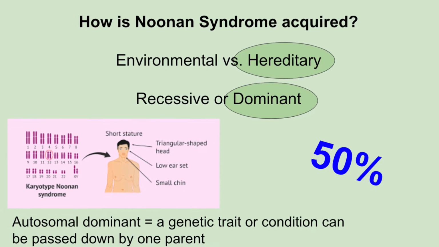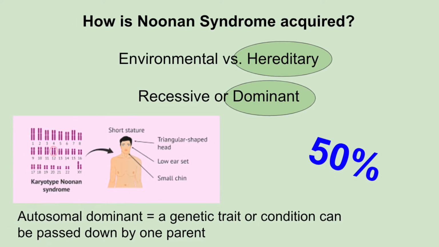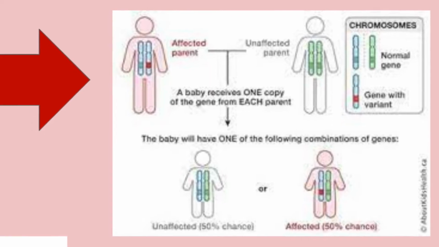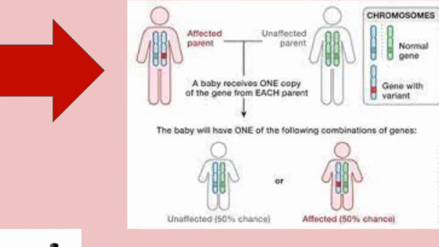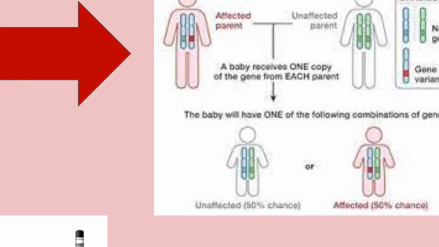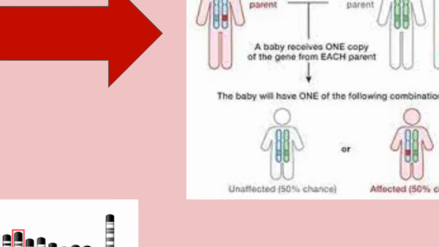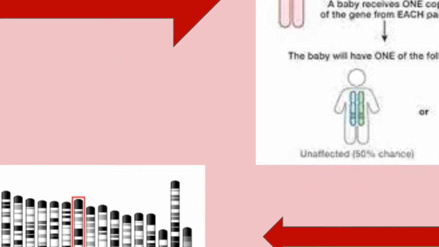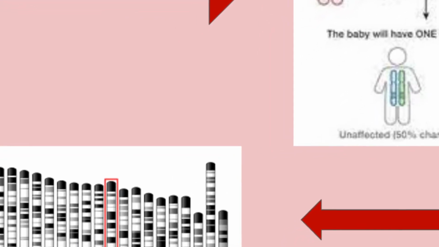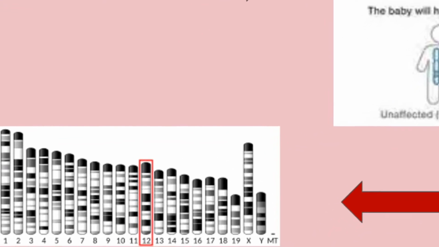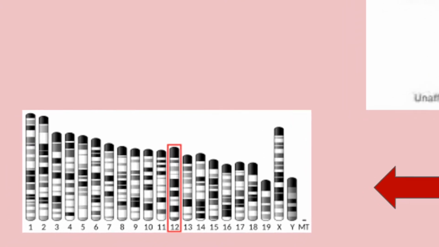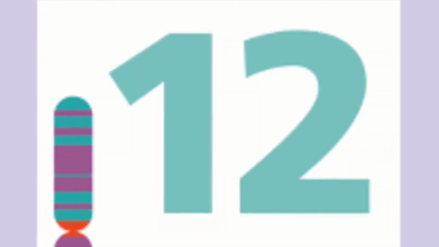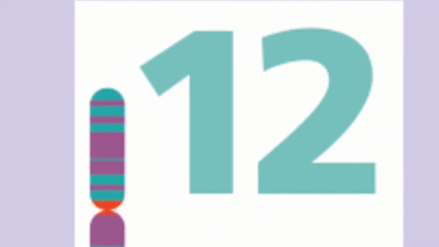There can be one parent that is unaffected by the faulty gene and another parent that is. So no matter what, the child will have a 50% chance of being affected or unaffected by that gene. So there's a 50% chance that the child will have Noonan syndrome. And here we're pointing over to chromosome number 12 because next up we're going to be talking about what chromosome is actually affected. You have one affected parent, the baby receives one copy of the affected gene. There's a 50% chance of the child being affected.